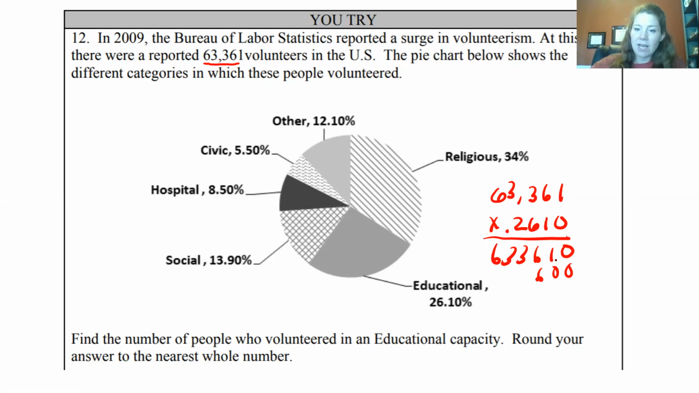You know what? I have a calculator, so let me just use that. So 63,361 times 0.26, and it says round to the nearest whole number because you can't have part of a person. If you do, that'd be very messy. So I have that 16,537 people volunteered in educational capacity.